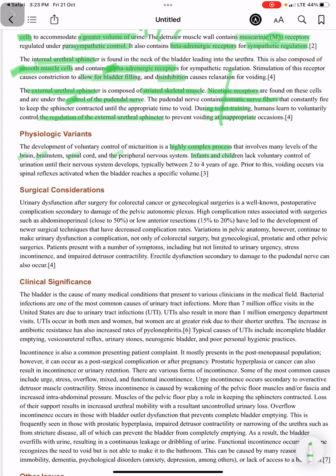So infants and children lack voluntary control of urination until their nervous system develops, typically between 2 to 4 years of age. So prior to this, how does voiding occur? Via spinal reflexes activated when the bladder reaches a specific volume. So when the bladder reaches a specific volume, what will happen? Spinal reflexes are activated.